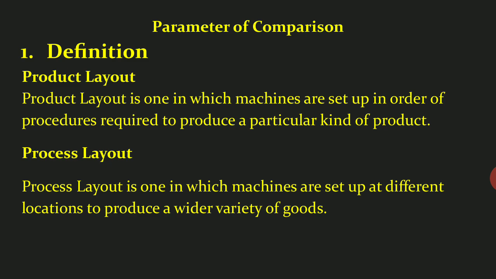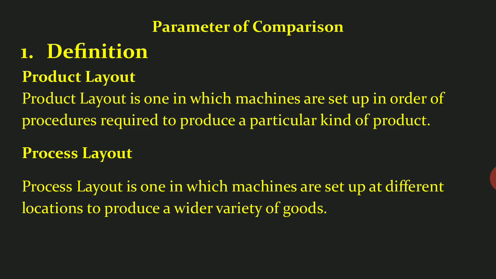Supposing we start with number 1, that is definition. What is product layout? We can say that product layout is one in which the machines are set up in order of the procedure required to produce a particular kind of product. That means product layout is the flow of materials from one machine to another on a sequential basis, and the machines are set up in such a manner that from one machine to the second, to the third, to the fourth, and likewise the product falls. I repeat, product is very important in product layout.